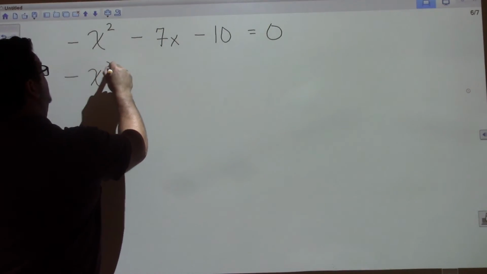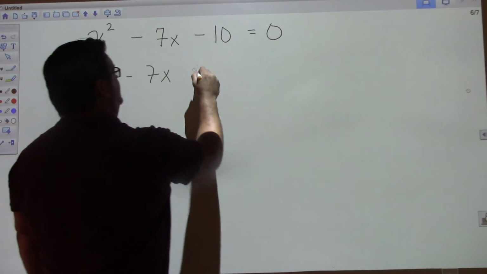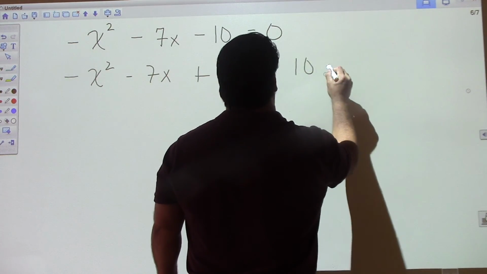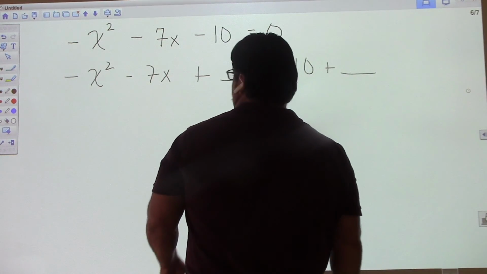Not finished yet. Y'all done, give up? Which one is it? You're working. You're ciphering. Negative x squared minus 7x plus blank. I'll move the 10 for you. There you go. Maybe that'll help you out.